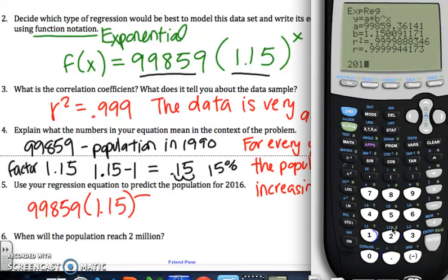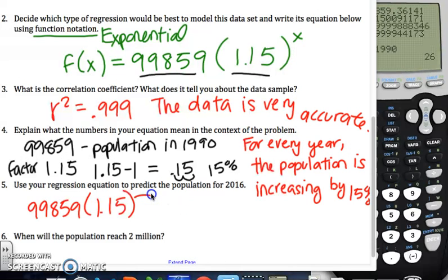So to do that, I'm going to do 2016, subtract 1990, or you can do some mental math and know that 26 years have passed from 1990 to 2016. So I'm going to plug in 26 for my x value.